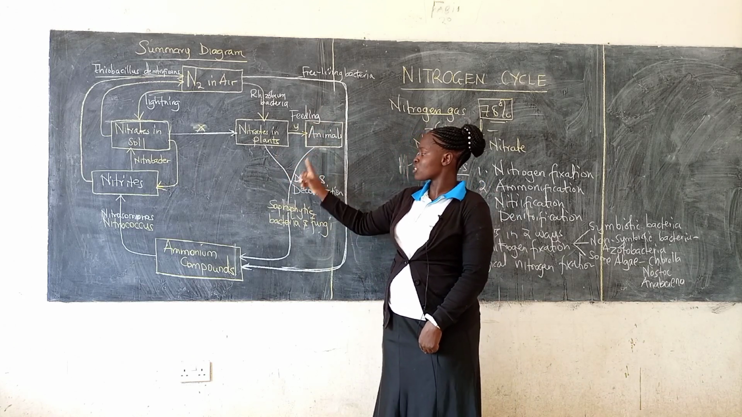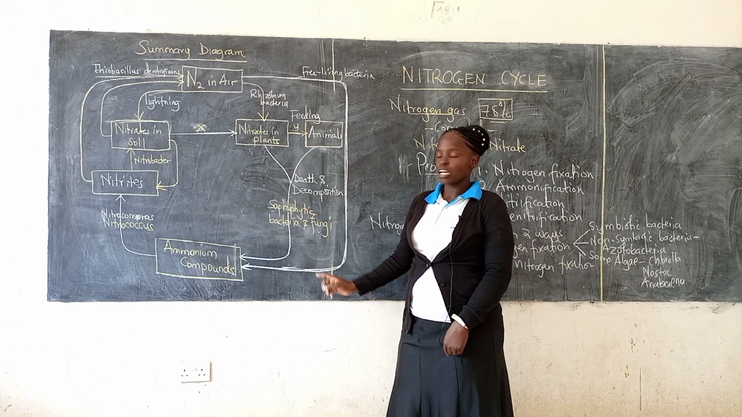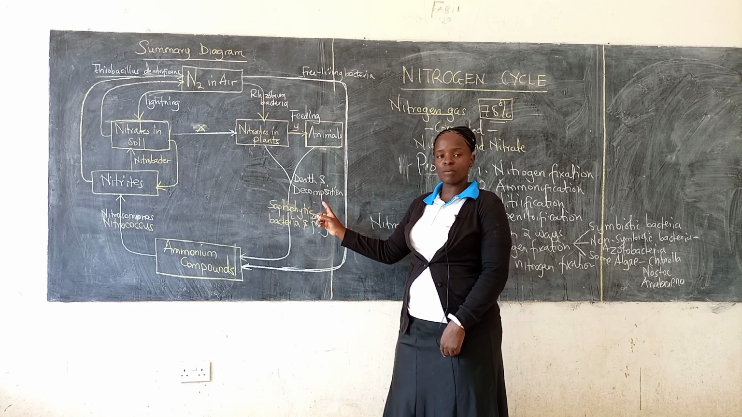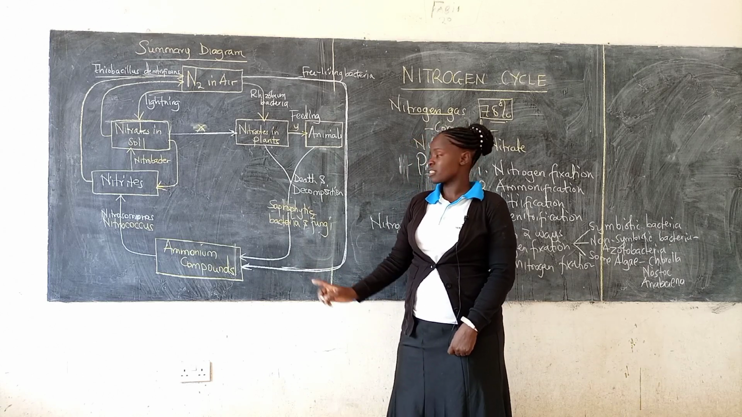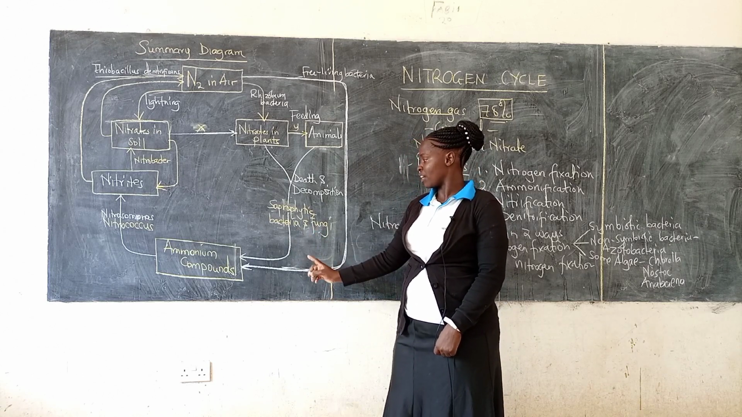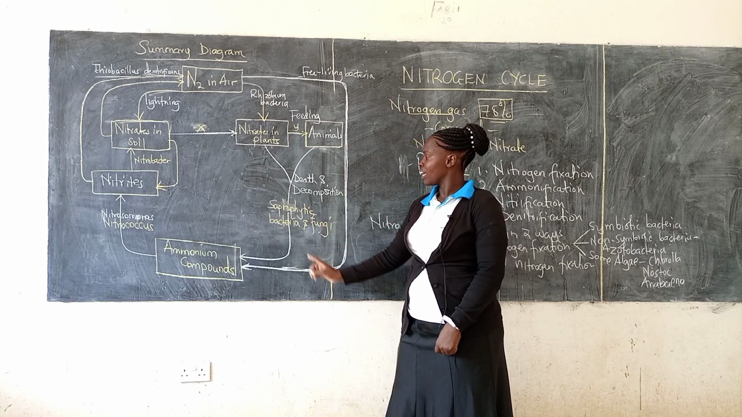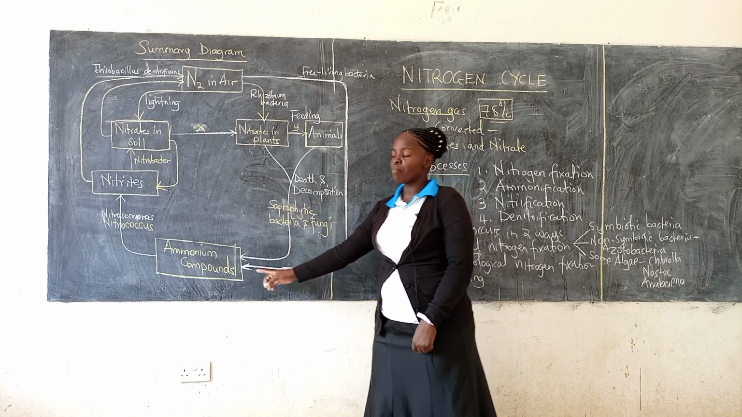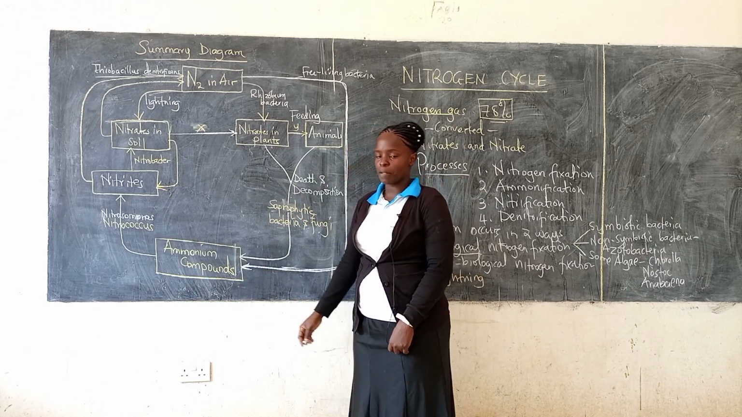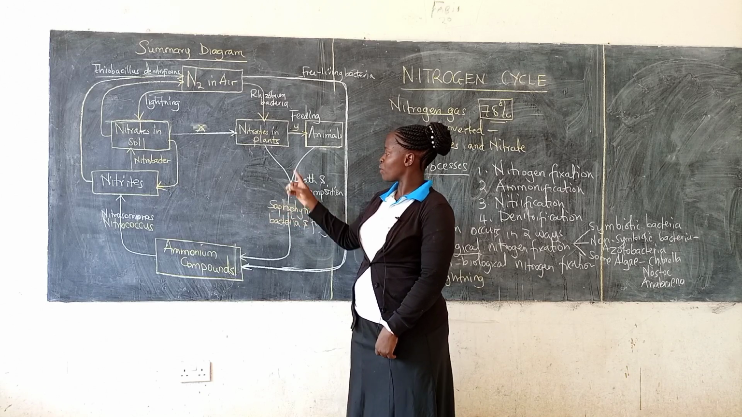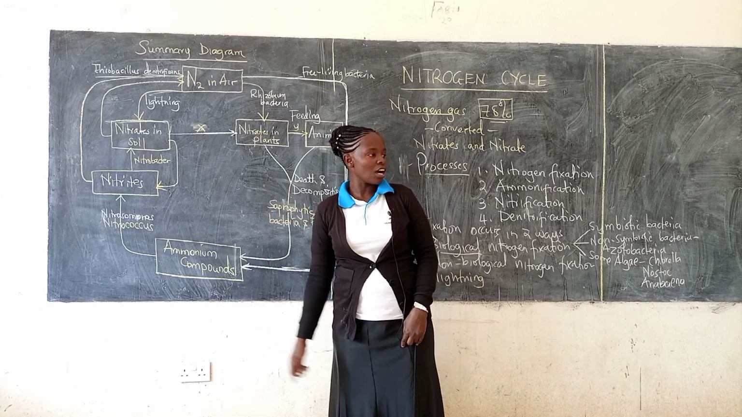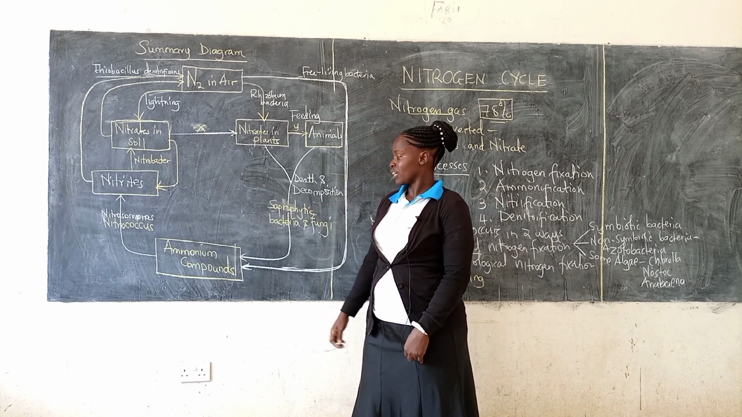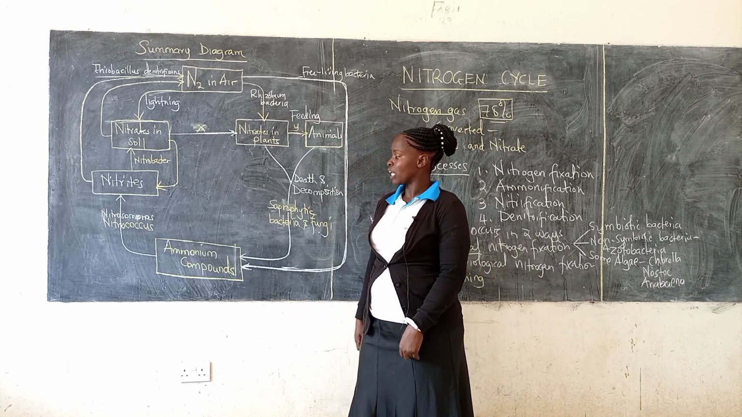Now, when plants and animals die, they decompose, and with the help of saprophytic bacteria, that is the bacteria and fungi, they decompose to form ammonium compounds in the soil. That process through which dead plants and animals form ammonium compounds in the soil is called ammonification. That is when we have ammonium compounds in the soil.